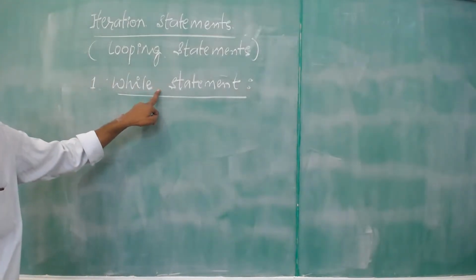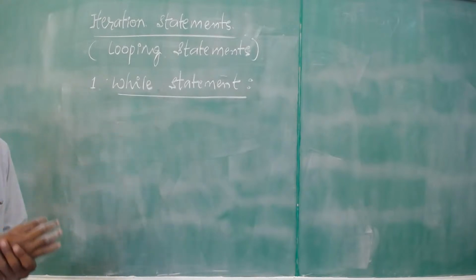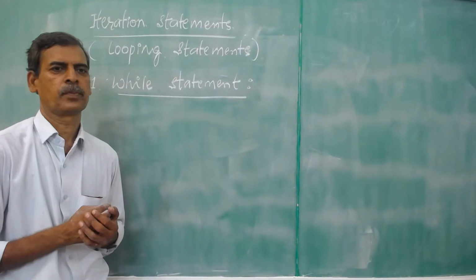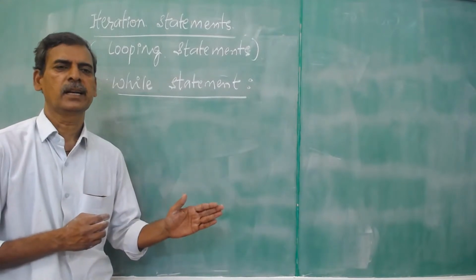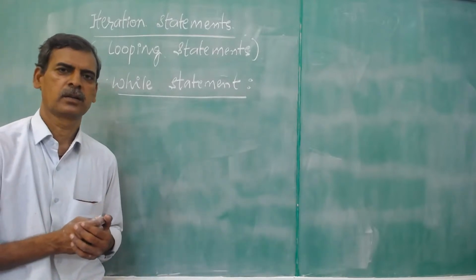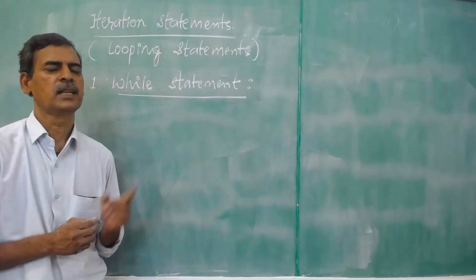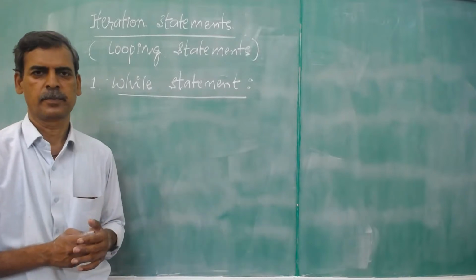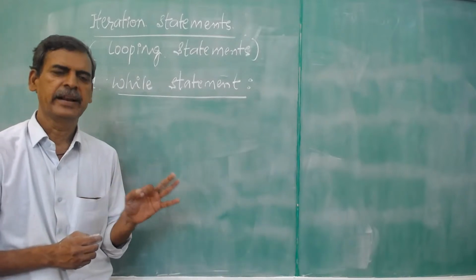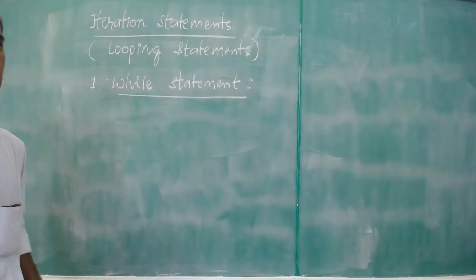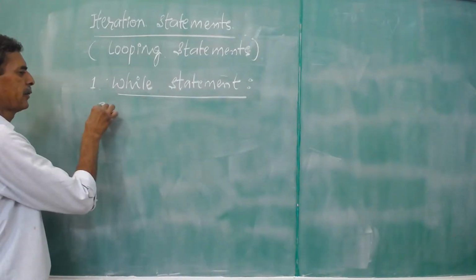While statement is called an entry control statement because it checks the test condition at the beginning of the loop. If the test condition is true, then control goes inside the while loop and statements inside the while loop are executed. If the test condition is false, then control skips the statements in the while block and goes to the next statement. As checking of the test condition takes place at the beginning of the loop, it's called entry control loop.